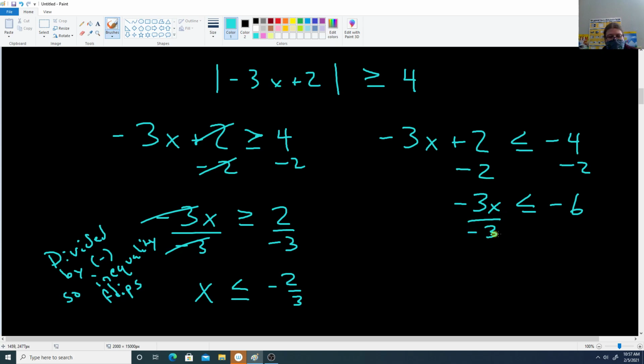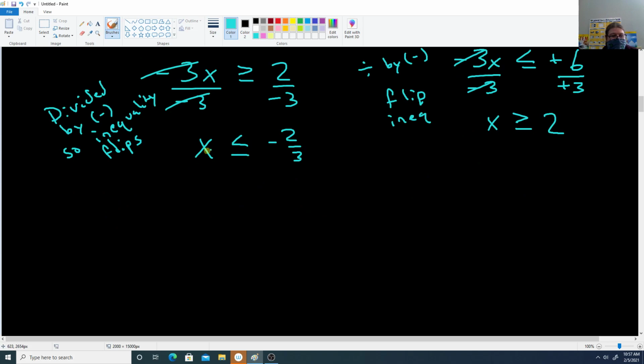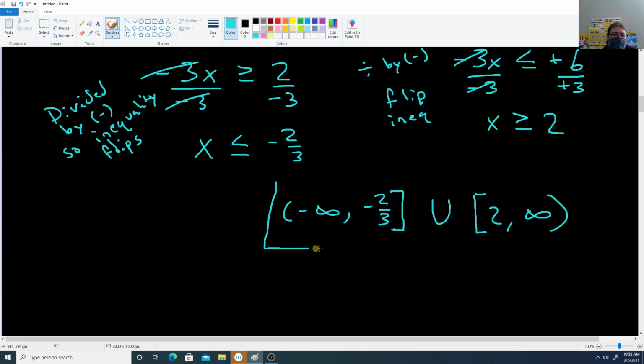Then I divide by negative 3. Dividing by a negative does flip the inequality because I divided by a negative. So the negative 3's cancel here. I get x is greater than or equal to negative over negative is positive, 6 divided by 3 is 2. So I have x is either less than or equal to negative 2/3, which would be negative infinity up to negative 2/3, so it's okay to equal negative 2/3. Out here I have x is greater than or equal to 2, so that's going to be 2 on up. And we join those with the union, and that'll be our answer in interval notation.